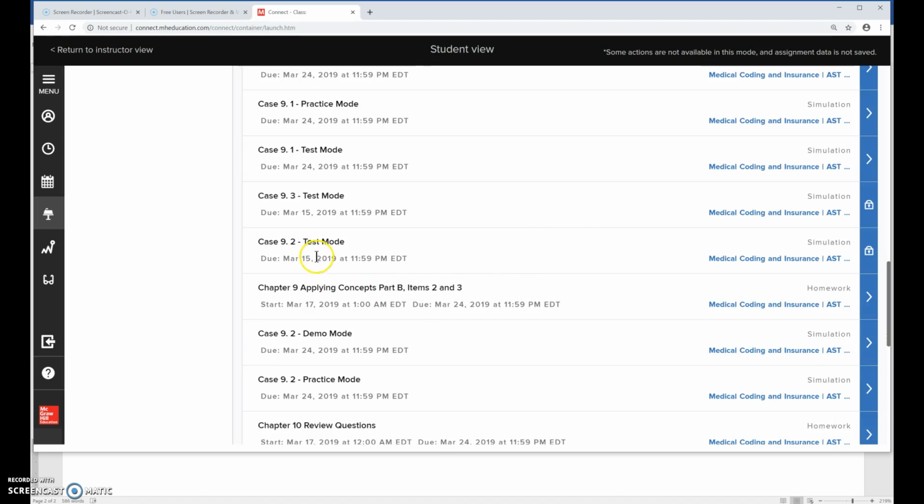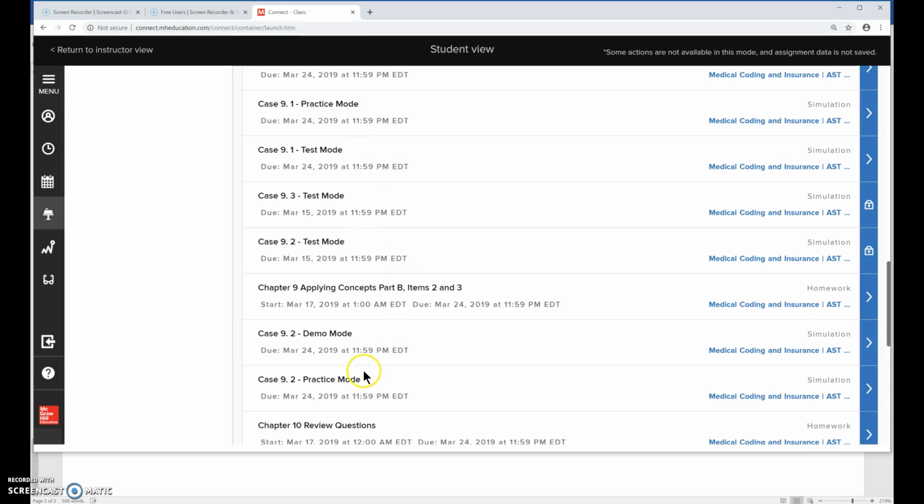For 9-2, and I'm sorry they're not in order here for some reason, but for 9-2 you have the demo and practice mode and you have the test mode. Once again, demo shows you how to complete the form, practice lets you practice completing the form, and the test mode is where you complete these steps and you are graded on them.